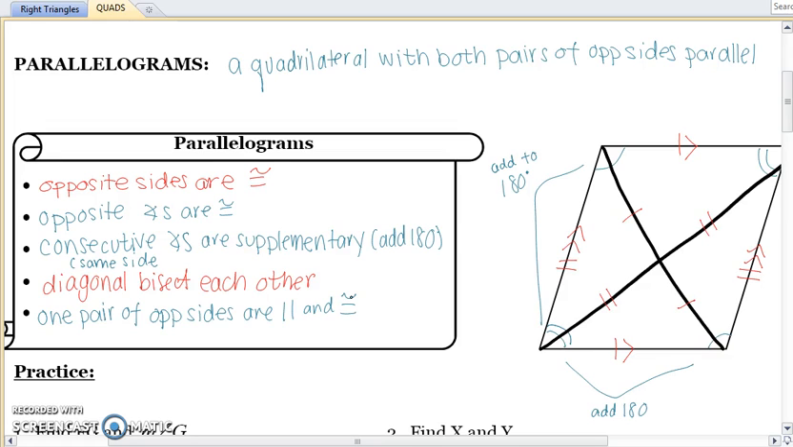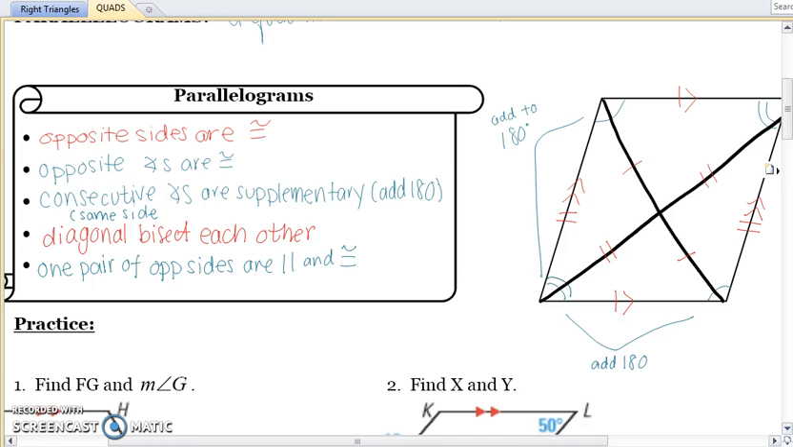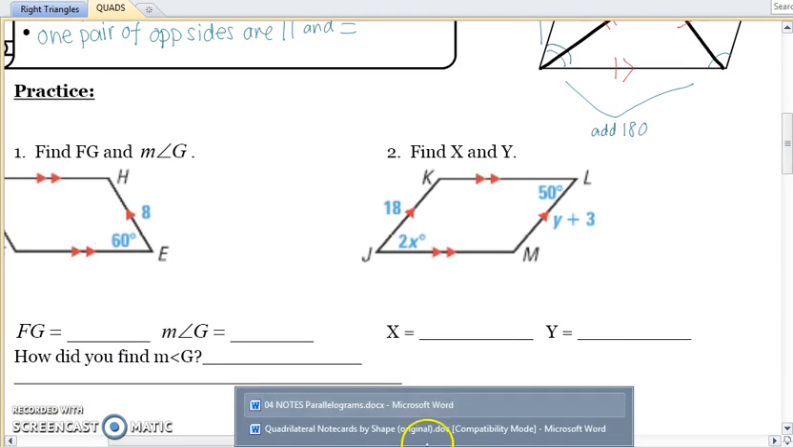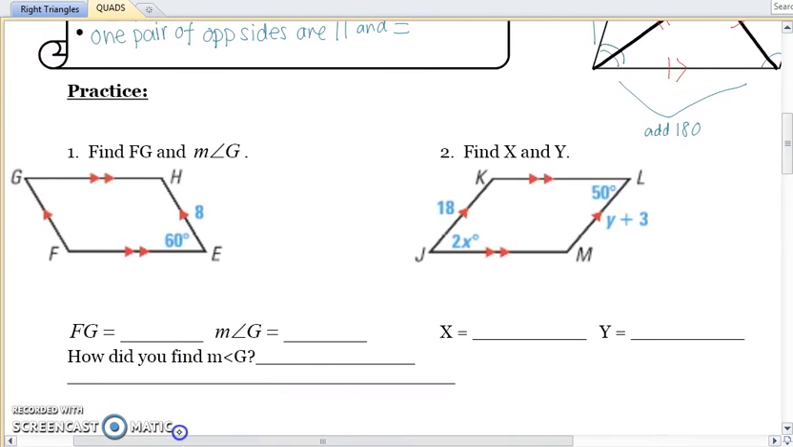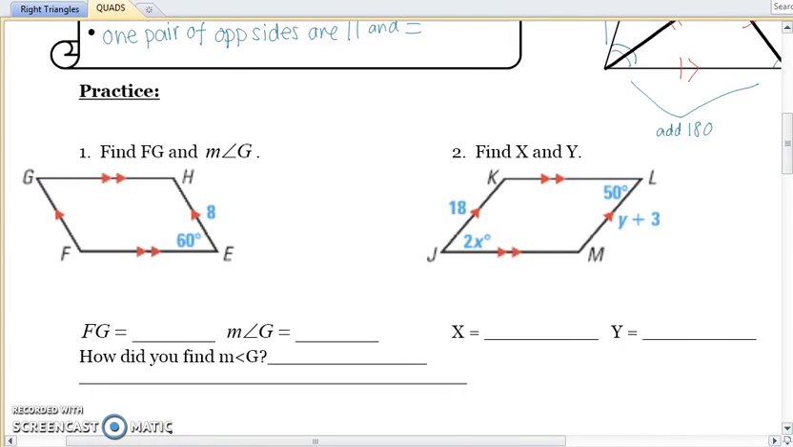We're going to be given different pieces of information and asked to make conclusions based on our knowledge of that. So let's start with some example problems here. Here we are asked to find FG and the measure of angle G. So let's first just start with FG. We know FG has a measure that is the same as the opposite side. So FG will have the same measure as HE. We're given the measure of HE, so I can automatically say that FG is 8.